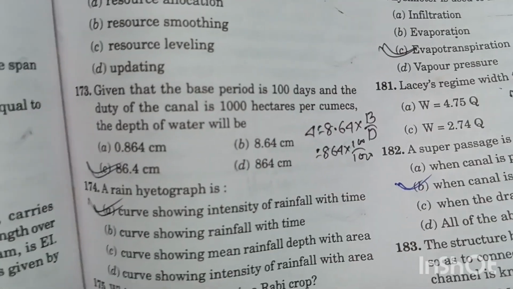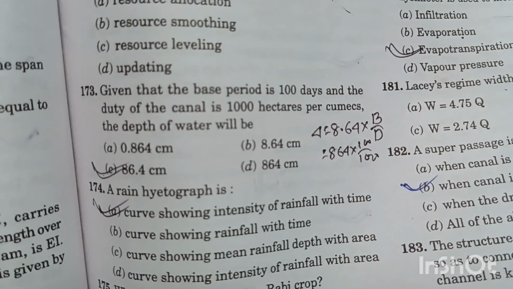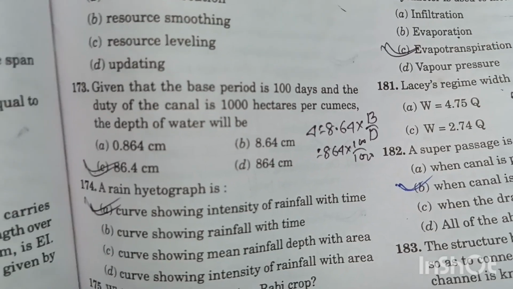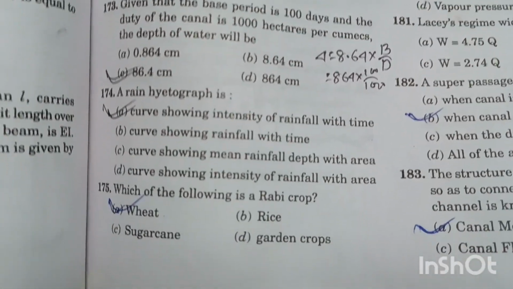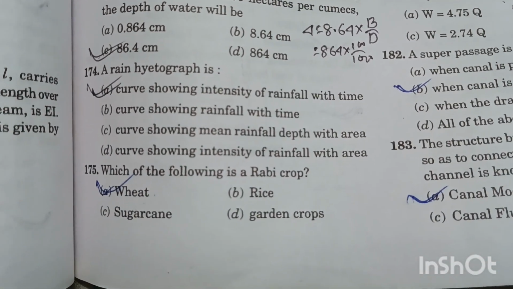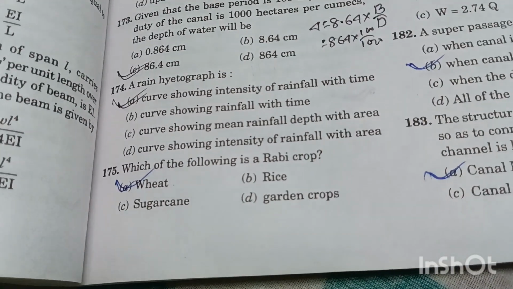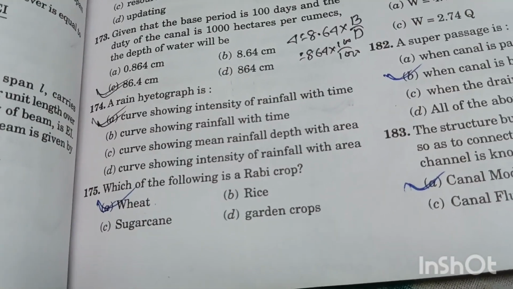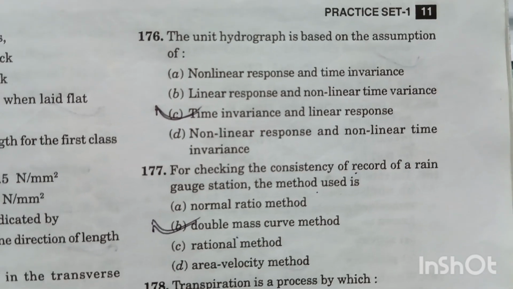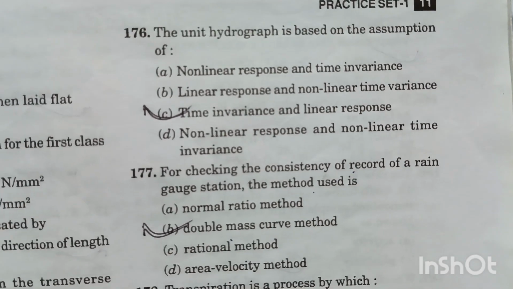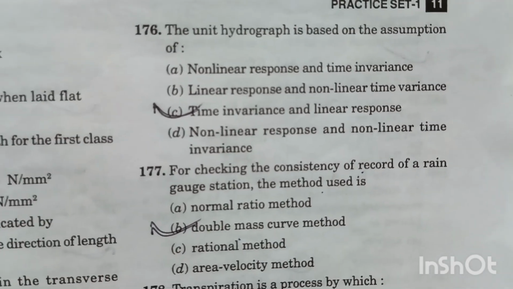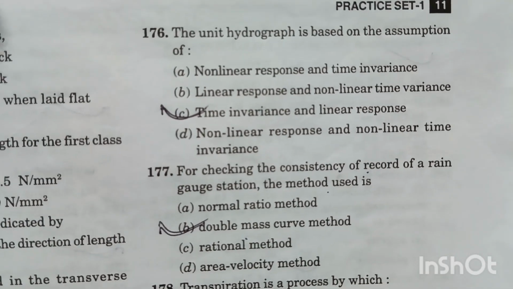Question number 174. A rain hyetograph is a curve showing intensity of rainfall with time. Option A is the right answer. Question number 175. Which of the following is a rabi crop? Wheat. Option A is the right answer. Wheat is a rabi crop. Question number 176. The unit hydrograph is based on the assumption of time invariance and linear response. Option C is the right answer.